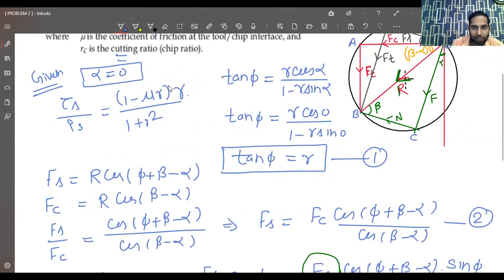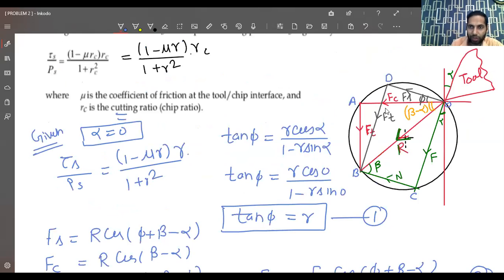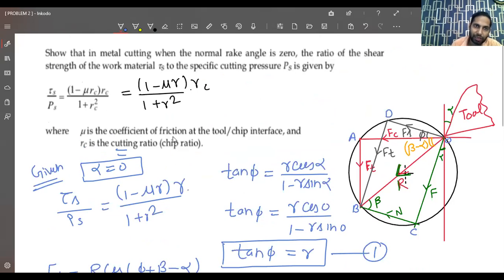What did we do? Just make a merchant circle diagram. Okay, then we know that tan phi is equal to r cos alpha on 1 minus r sin alpha. In the problem it is already given that alpha is equal to 0, and it says the relationship between tau s and Ps, that is the shear strength of the work material to the specific cutting energy. So what is specific cutting energy for us? That is Fc by bt. Okay, and what is shear stress? Tau s is equal to Fs over bt into sin phi.